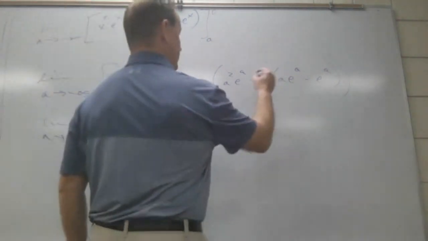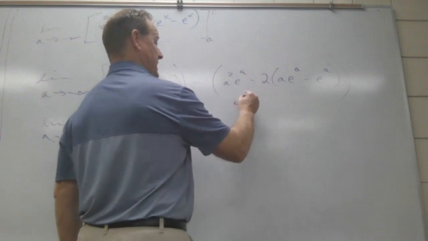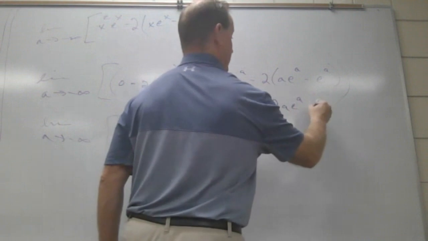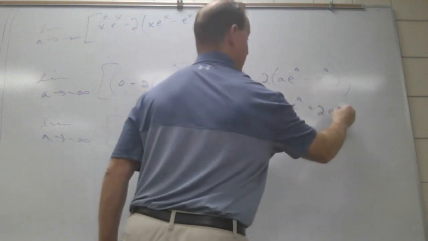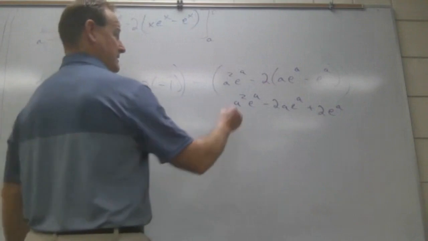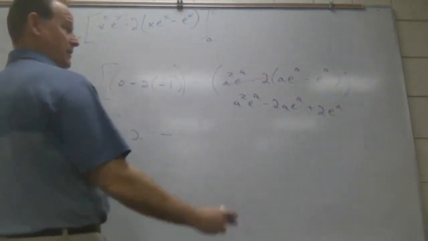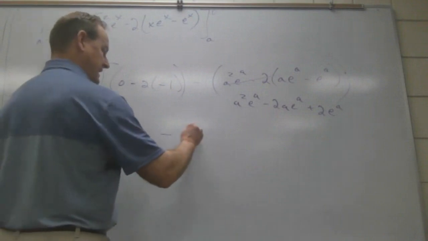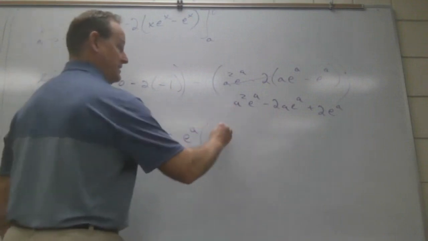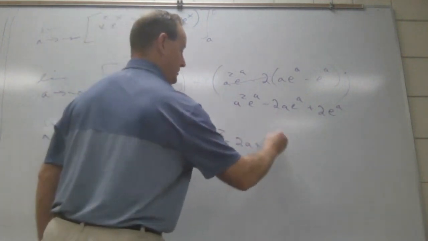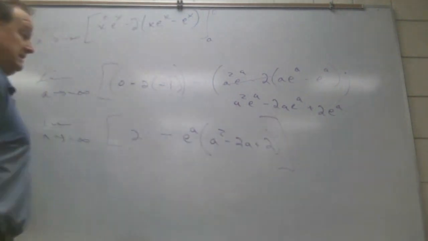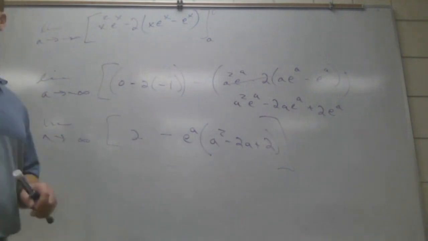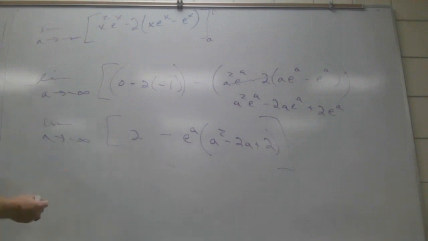So let's keep going here. Let me just rewrite it here. So it's a squared e to the a minus 2a e to the a, and minus and minus is plus 2 e to the a. Everybody agree? What could I do here? Factor out an e to the a times a squared minus 2a plus 2. And this is the limit as a goes to minus infinity.